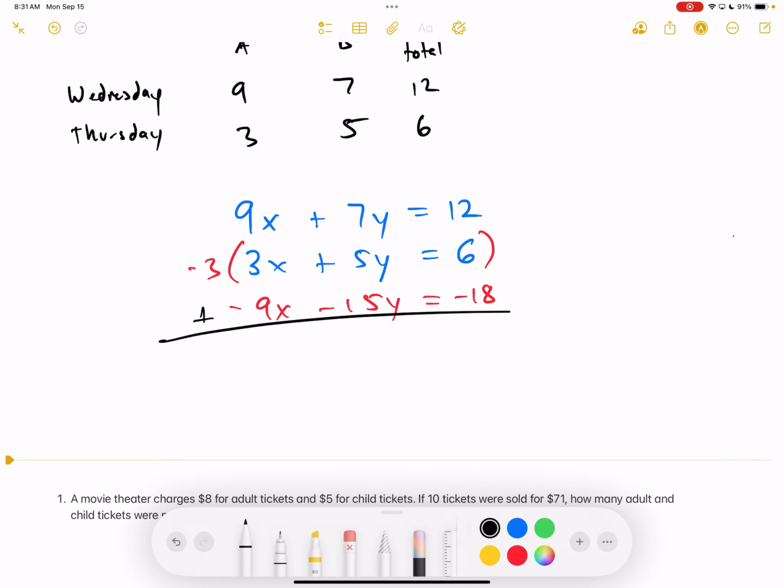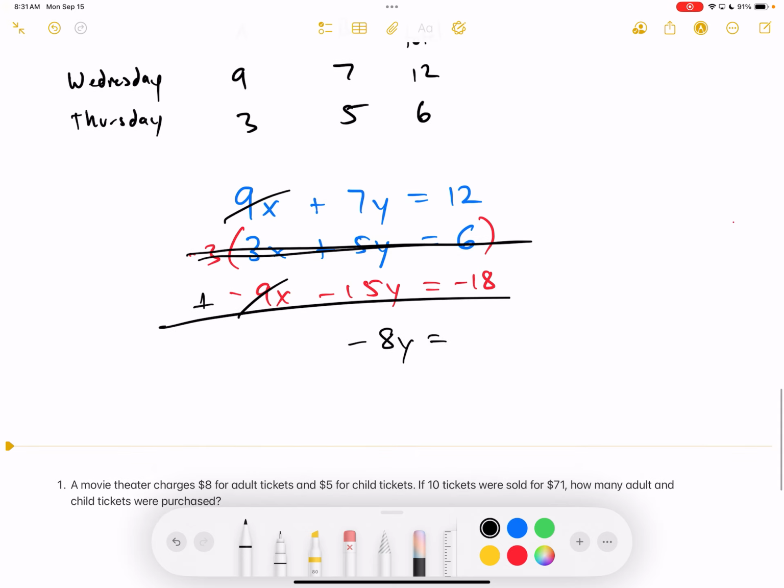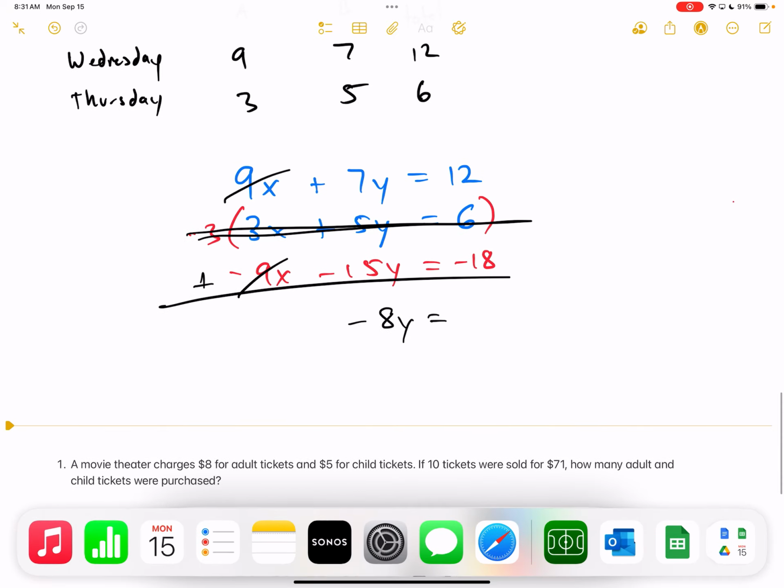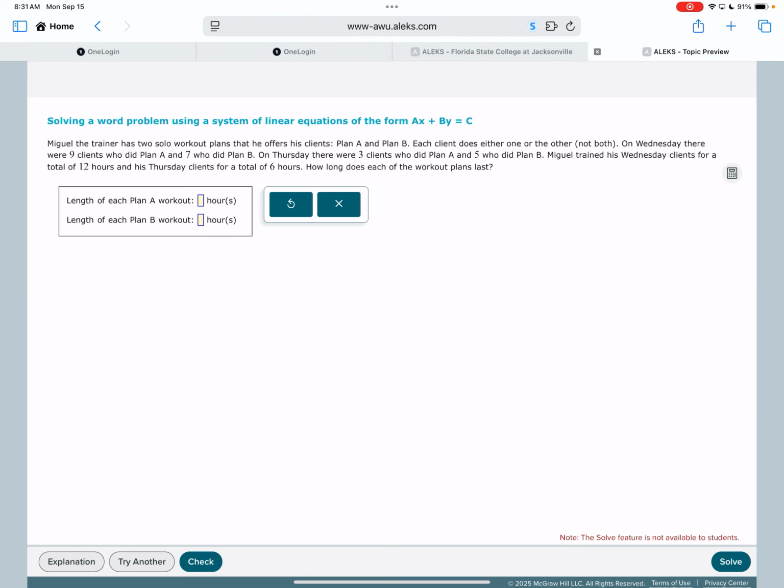And now add these up. 9x and -9x cancel out. I'm not looking at this one really, right? Because I'm adding the bottom and the top up. 7y minus 15y would be -8y. And 12 minus 18, I'm going to get a fraction.